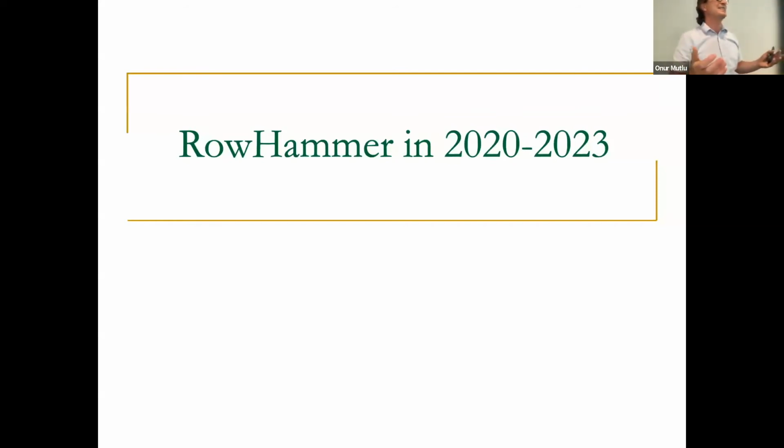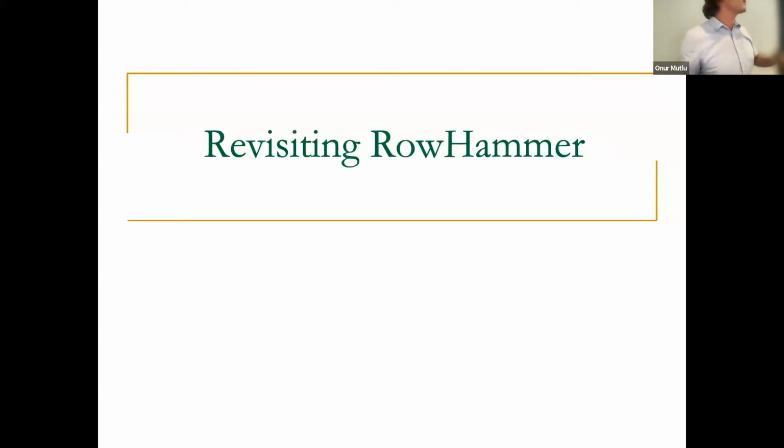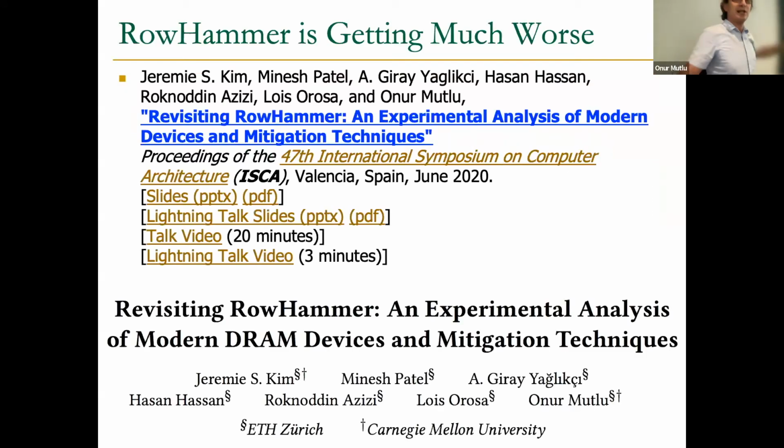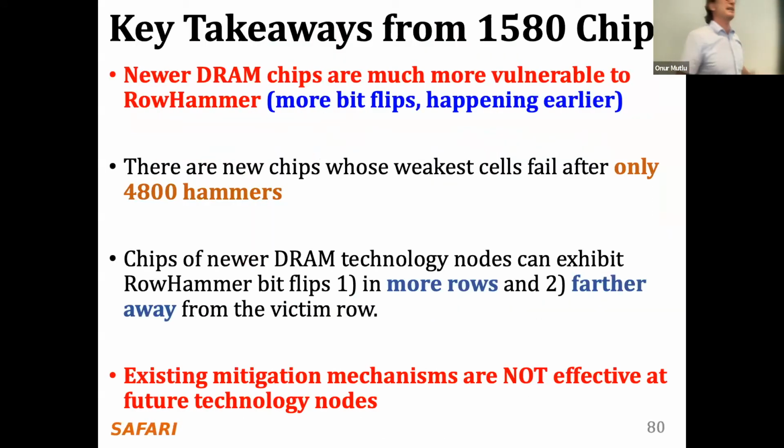And we questioned that. So we did multiple works that tried to understand RowHammer. One of them is more device level. We're trying to understand RowHammer by turning off all of the solutions. I'm going to give you the key idea. We tested a lot more chips than we did in 2014. We found out that newer DRAM chips are much more vulnerable to RowHammer. We get more bit flips that are happening earlier. And there are new chips whose weakest cells fail after only 4,800 hammers. This number was 139,000 earlier, as I mentioned. And essentially, existing mitigation mechanisms are not effective.